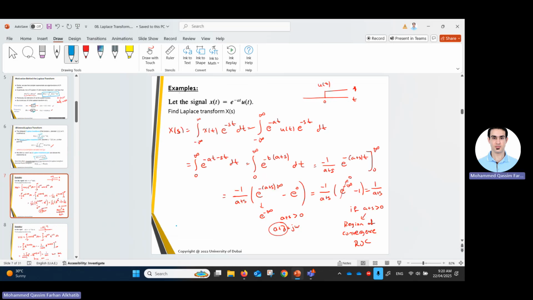All right, so a quick example here. x of t equals e to the power minus at u of t. So we'll open the whiteboard and do the integration from scratch.